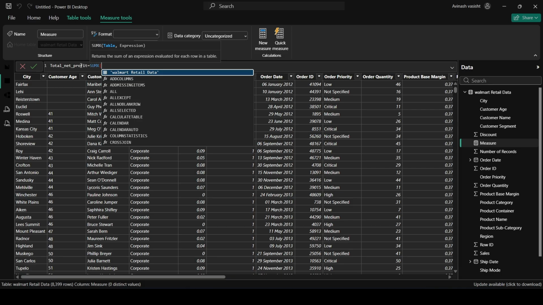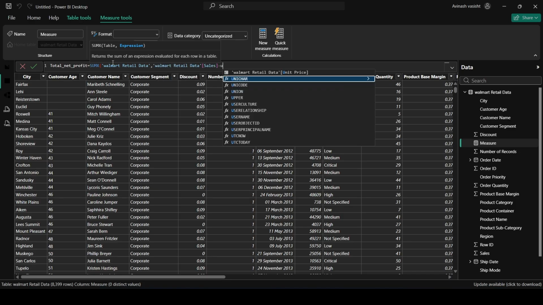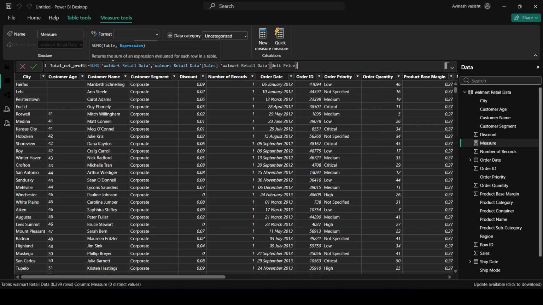The first argument is a table, and the table is Walmart retail data. The second one is the expression. The expression is sales minus unit price.